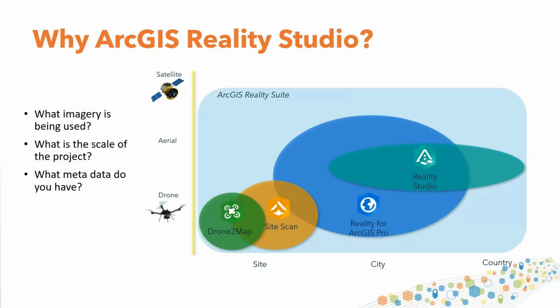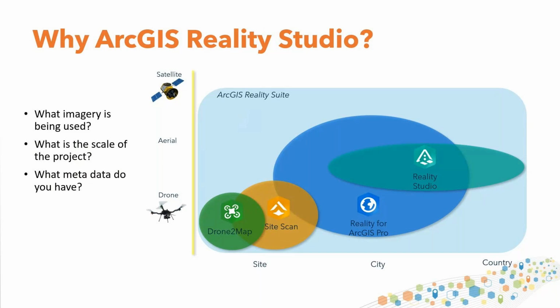So why ArcGIS Reality Studio? Well, what imagery is being used, what is the scale of the project, and what metadata do you have? That defines which suite of image processing tools you should use. We've got Drone2Map, as mentioned, that's for drone imagery along with Site Scan, and Reality for ArcGIS Pro is more for satellite and also aerial imagery. Reality Studio is the same sort of thing, but it's for aerial imagery and for large-scale projects. And then also metadata. If your images have georeferences attached to them, Drone2Map and Site Scan work really nicely. But if we've got some slightly more complex metadata in a separate file, this is where Reality Studio comes into play.